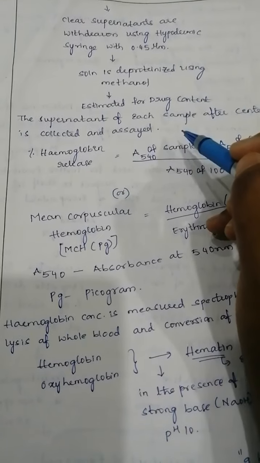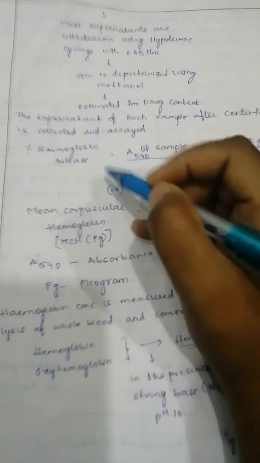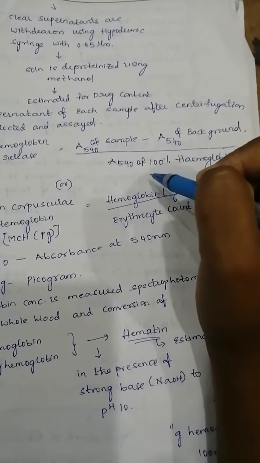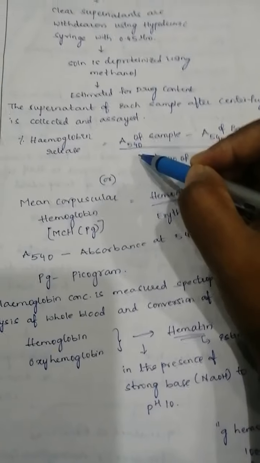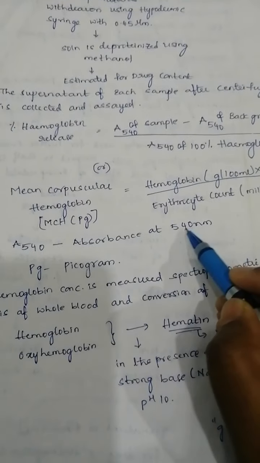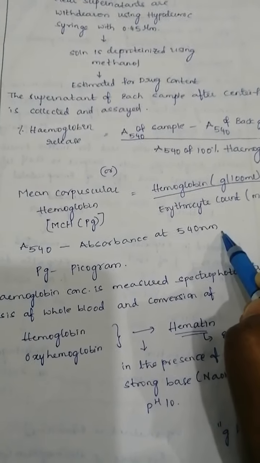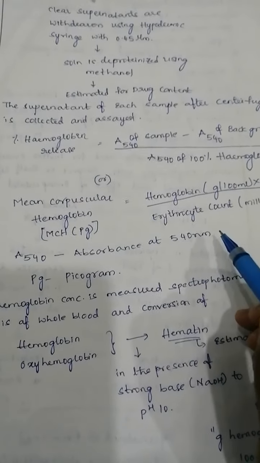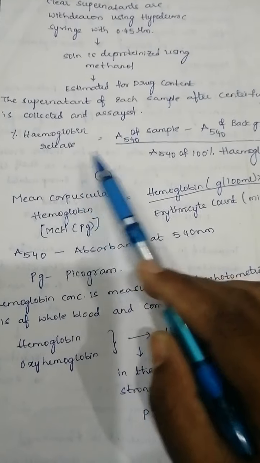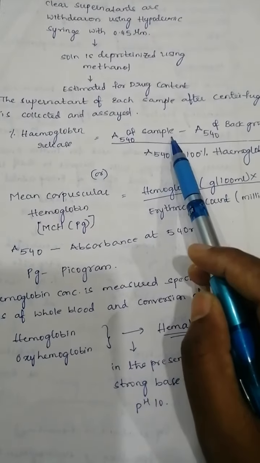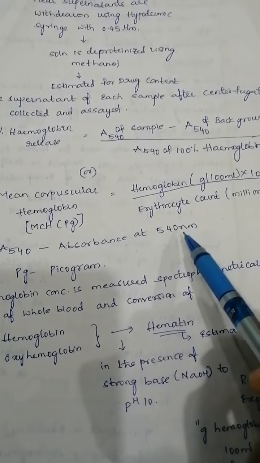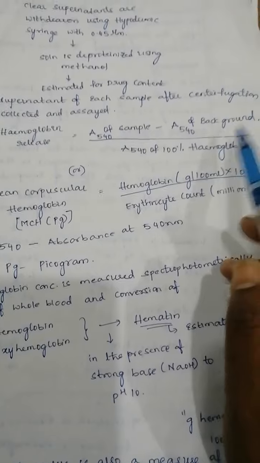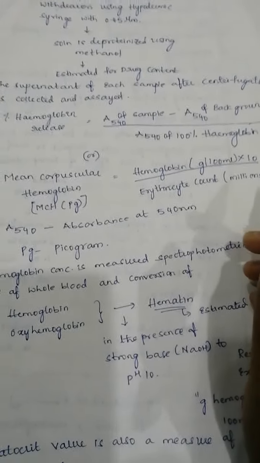Then afterwards, how do you find out the percentage hemoglobin release? It is given by the formula: A540 of sample minus A540 of background, divided by A540 of 100% hemoglobin. Here A540 is nothing but your absorbance at 540 nanometer. So at 540 nanometer you are going to check the percentage release of hemoglobin, that is how much hemoglobin is present in your sample. A540 of sample is the absorbance at 540 nanometer, and A540 of background means the clear liquid which you are taking.